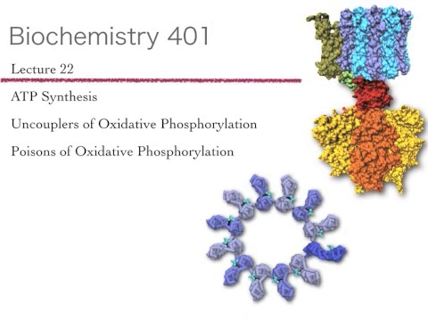Biochemistry 401 Lecture 22. Today we're going to talk about ATP synthesis. We're then going to talk about the uncouplers of oxidative phosphorylation and the poisons that can interrupt the flow of electrons in the electron transport chain and ATP synthesis. So let's get started.